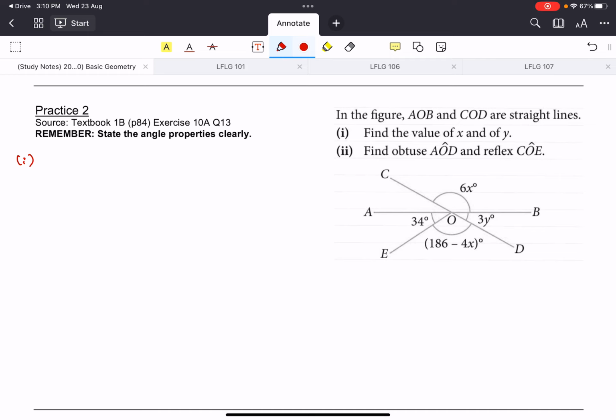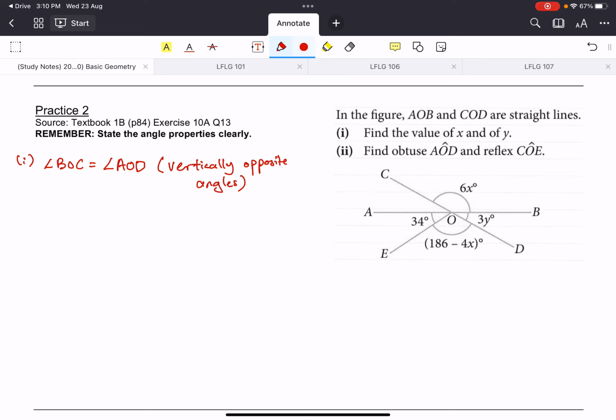Which angle can we find? Right, we can find BOC. We can talk about BOC first, right? So angle BOC is going to be equals to angle AOD. I wrote wrongly. Let's go back and change that. AOD, right? And the reason is, of course, vertically opposite angles. Something that we are familiar with by now.